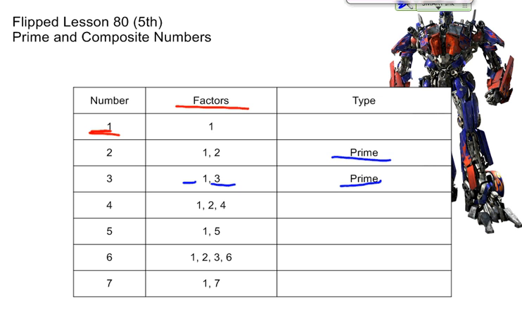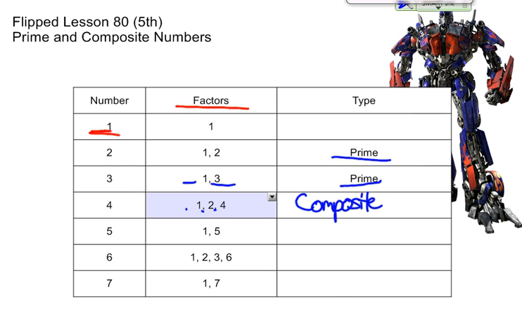And as we look down the list, 4 you see has 3 factors. So that would not be a prime number. Since we have 1, 2, 4, three different numbers there, in the end, what you have is what's known as a composite number, because it contains more than 2 factors. More than 2 factors.